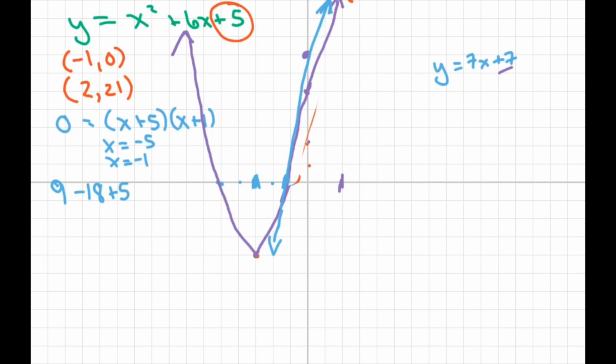So this was just a really bad one to graph. But anyway, that's the idea. I probably should have done the graph differently. Maybe I'll redo this one. But that's the idea of it.